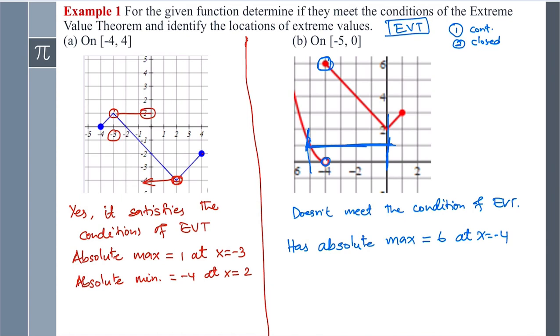Okay, so just be careful with that extreme value theorem. It only says that if the function is continuous on a closed interval, it has an absolute max and absolute min, but it doesn't say anything if the function is not continuous.